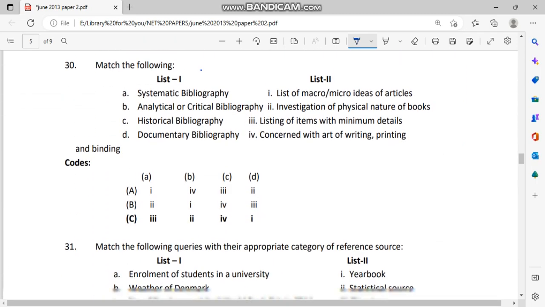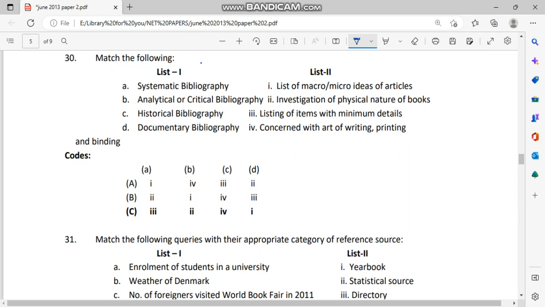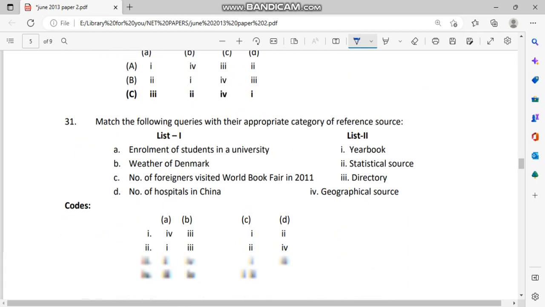Match the following. Systematic bibliography is related with the listing of items with the minimum details. Analytical or critical bibliography is known as the investigation of physical nature of the books. Historical bibliography is related with the concern with art of writing and printing. Documentary bibliography is related with the list of macro or micro ideas of the articles.